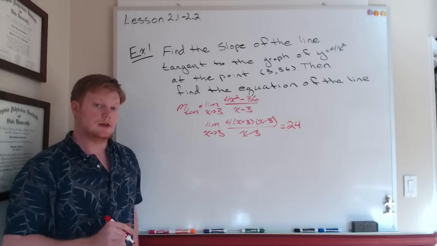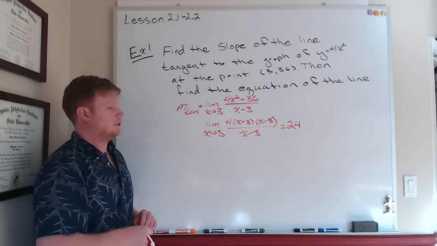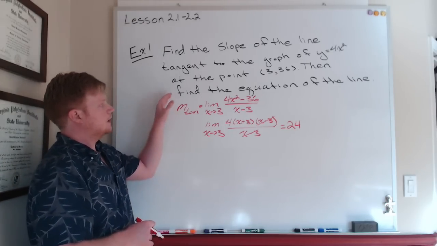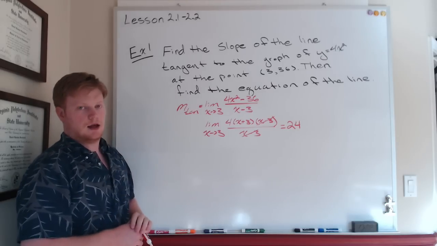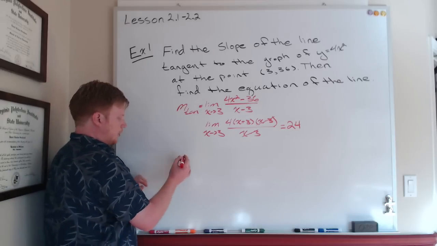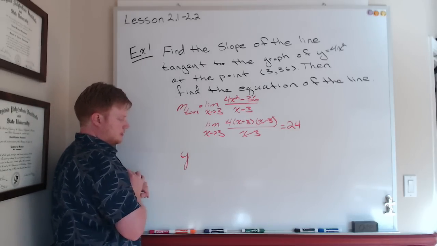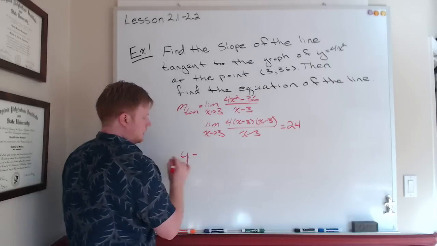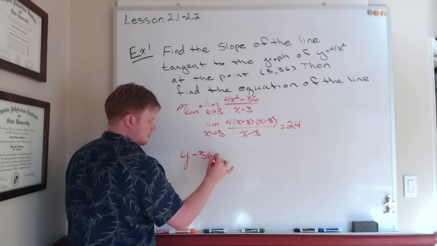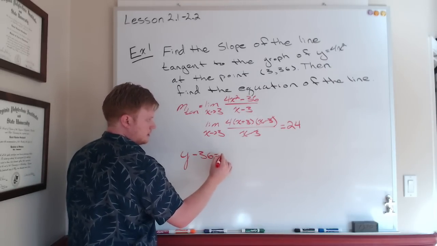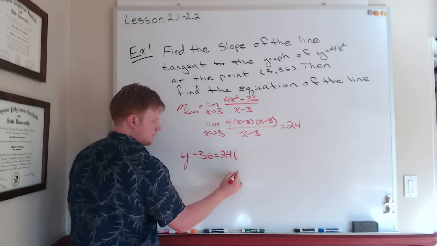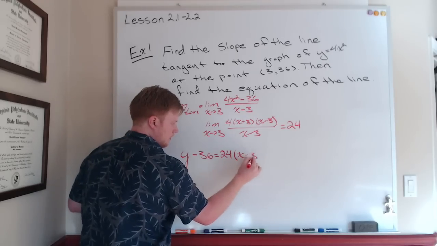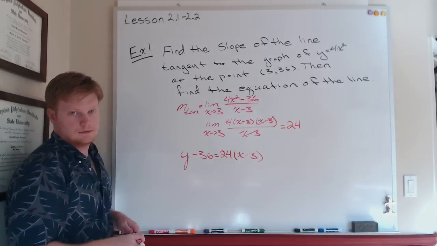What's the slope of the line tangent to the graph at the given point? Now we're asked, what's the equation of that line? Well, for the equation of a line, we're going to use point-slope form. The point I'm using is (3, 36). The slope comes next. And we're done.